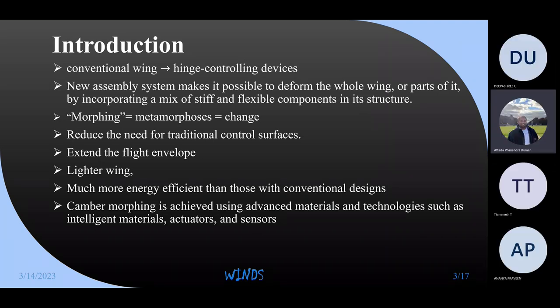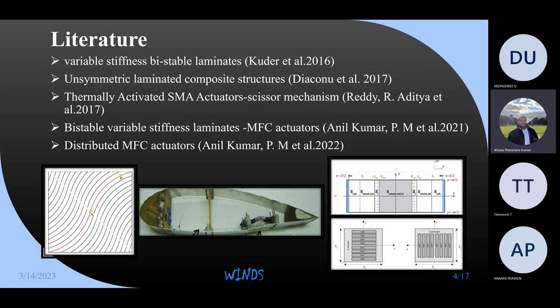let's suppose you take the ailerons. If you alternatively use this shape morphing, you can try to achieve the lift and reduce the drag, so that the flight envelope will be increased. Of course, the wing will be lighter and much more energy efficient. And basically, we are talking about camber morphing here. So, in the literature, what are the works to achieve the bistability?